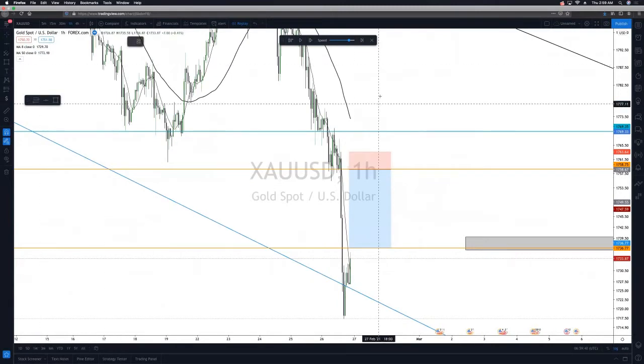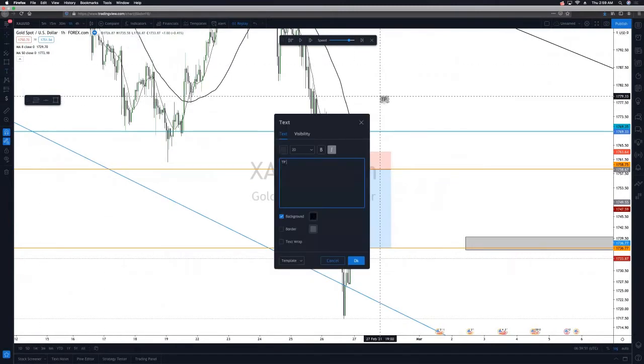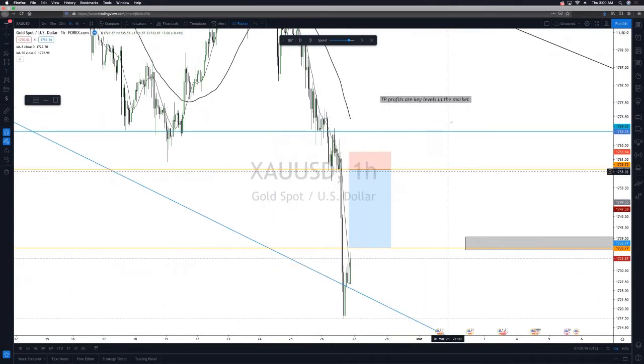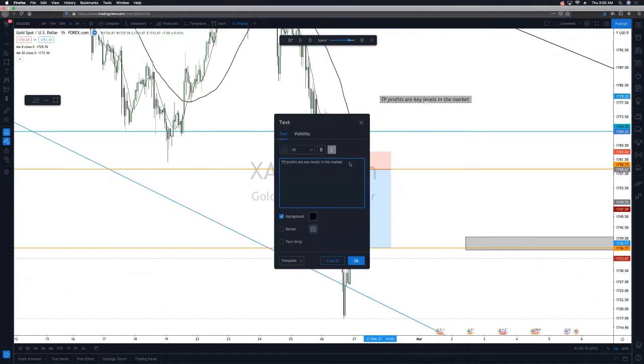So let's type this up real quick. Take profits are key levels in the market based off of your analysis. I'm going to type that up too. Based off your analysis.